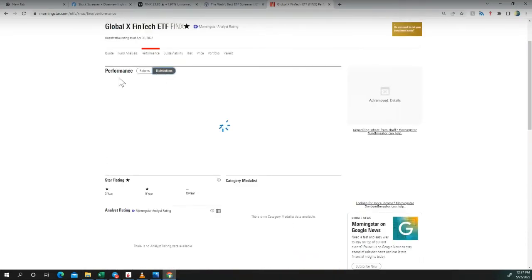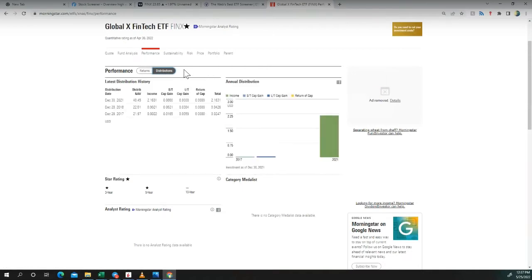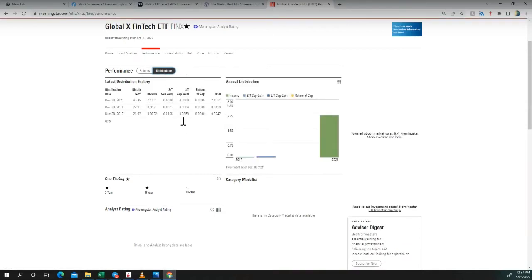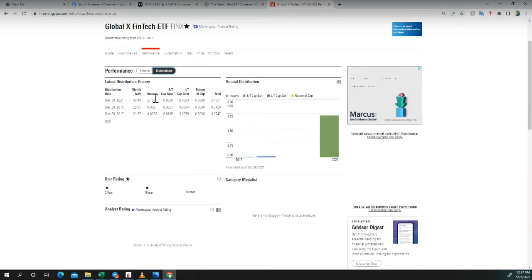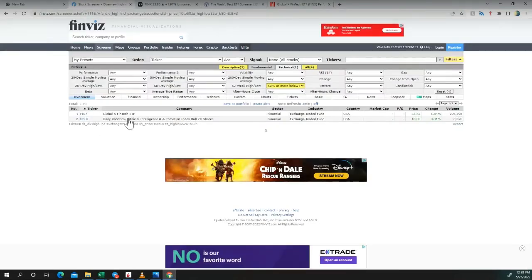Right here, under performance, we look at distributions. This is just how much they're paying in terms of dividends over time. So in December 2018, they gave out 0.0021. So yes, it's a high dividend income ETF, but compared to other ETFs, it's not really doing that well. So as you can see, just finding it on FinViz is not good enough to tell you that you should buy it.